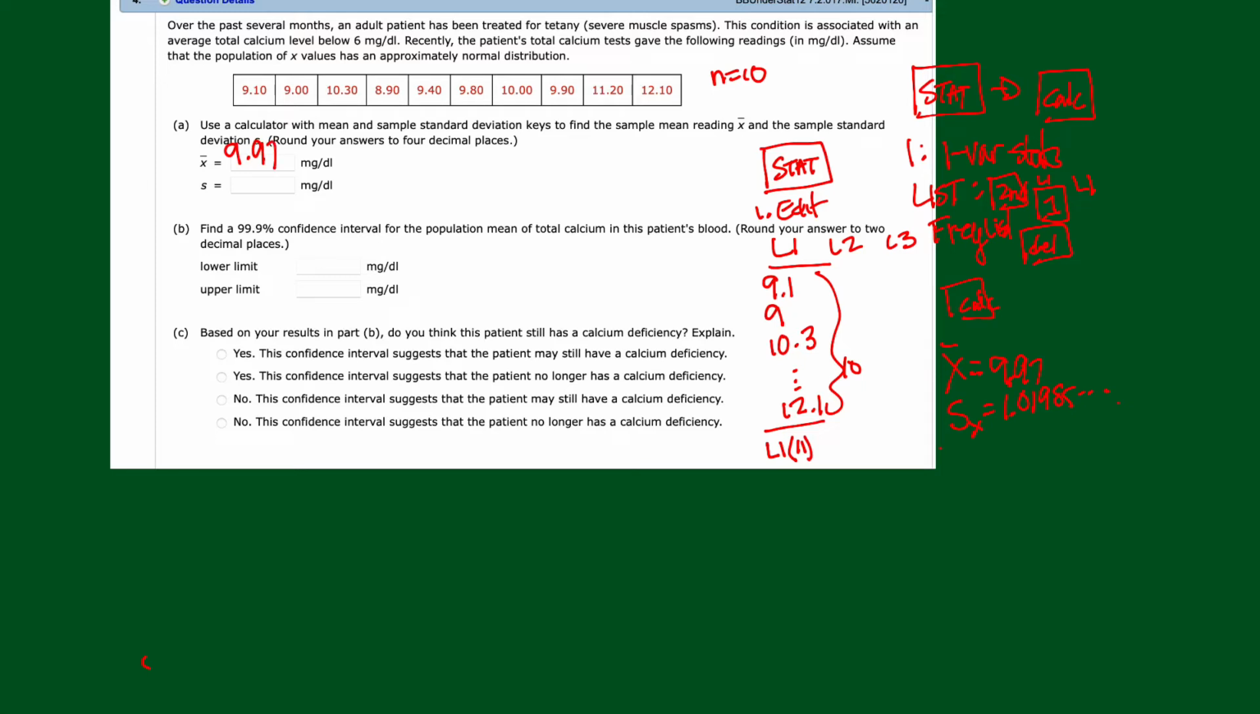And S, I am going to round to 4 places: 1, 2, 3, 4. Now that's a 5. Statistical rounding, I round to an even number, so I'm going to leave that as an 8. So 1.0198.